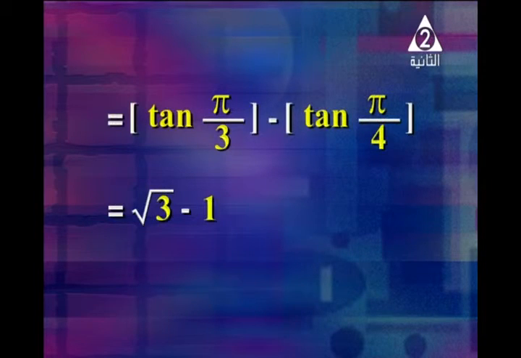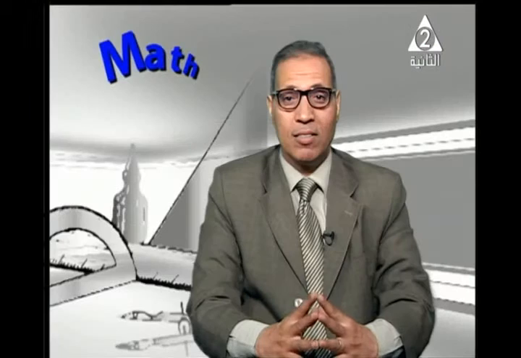tan pi over 3 means tan 60, which equals square root 3, but tan 45 equals 1. Then the final answer is root 3 minus 1. Remember, dear student, this is a very important example.